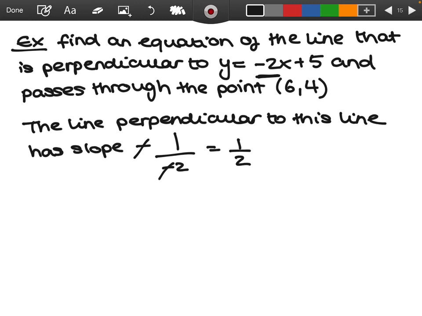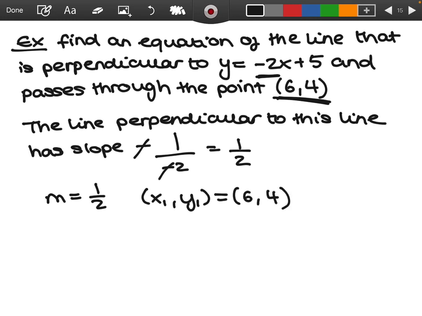So we have the slope. What else do we know about this line that's perpendicular to y is equal to negative 2x plus 5? Well, we know it has slope 1/2. It also has to pass through this point (6, 4). This then turns into the exact same example that we had when we were looking at the point slope equation of a line. I have my slope and I have a point, so I can go ahead and find the equation of the line. I know that m is equal to 1/2, and I've got this particular point (6, 4) that lies on the line. So I'm going to use my point slope equation.